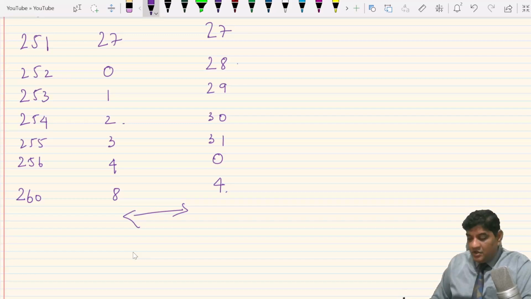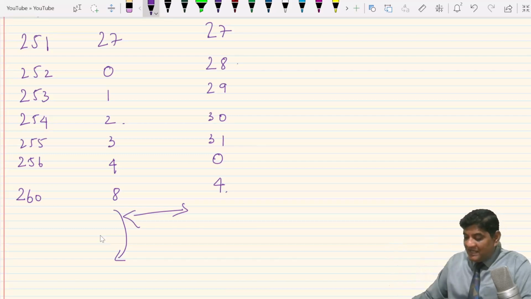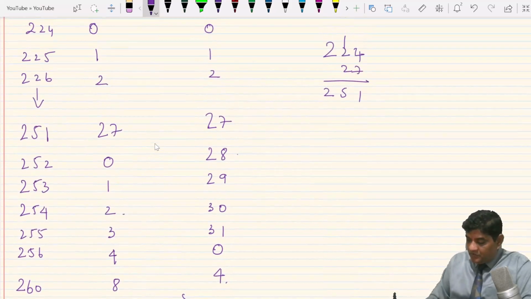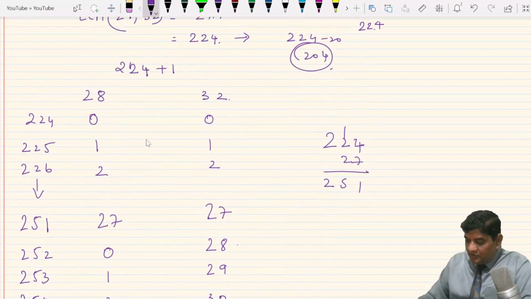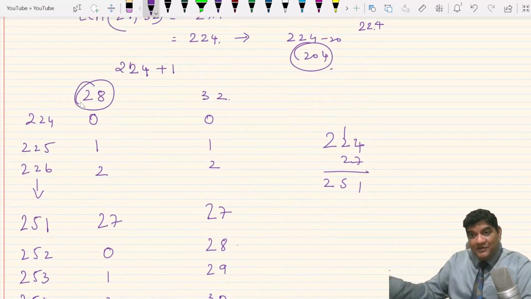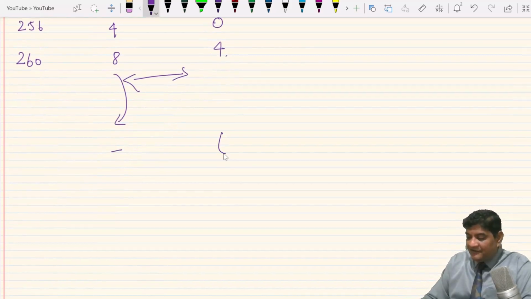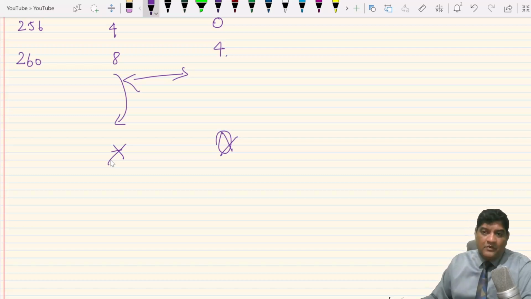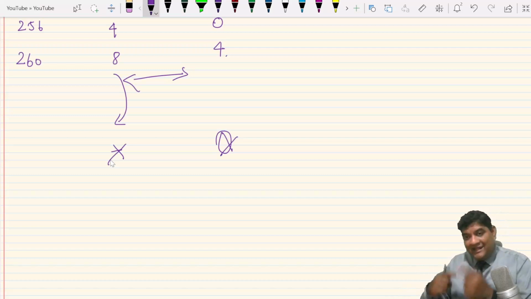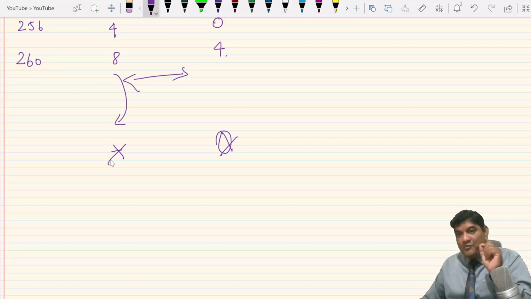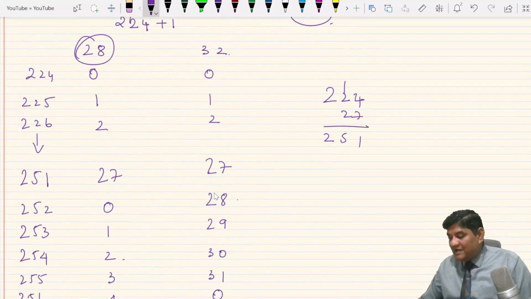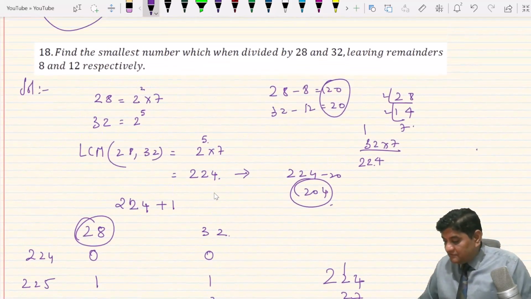Continuing further with this pattern. The next multiple of 28 is going to have a different remainder, and this remainder will again change. So this will keep happening, and the cycle will keep continuing. And there will come a point where the remainders are going to become 8 and 12.